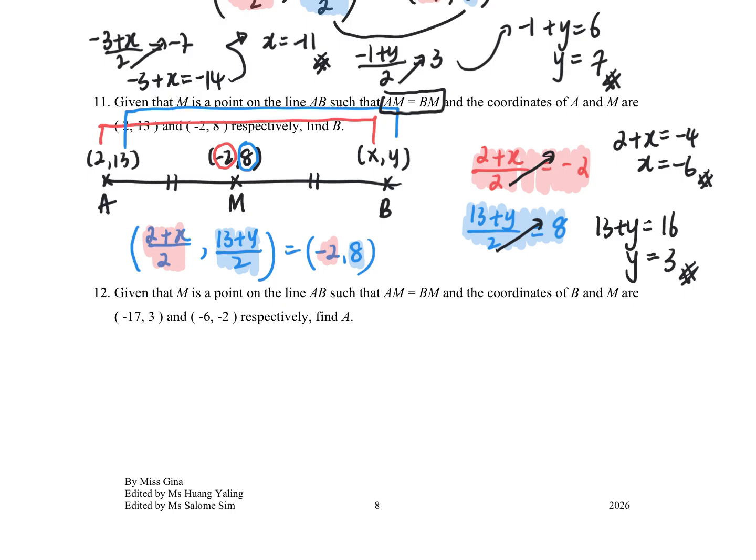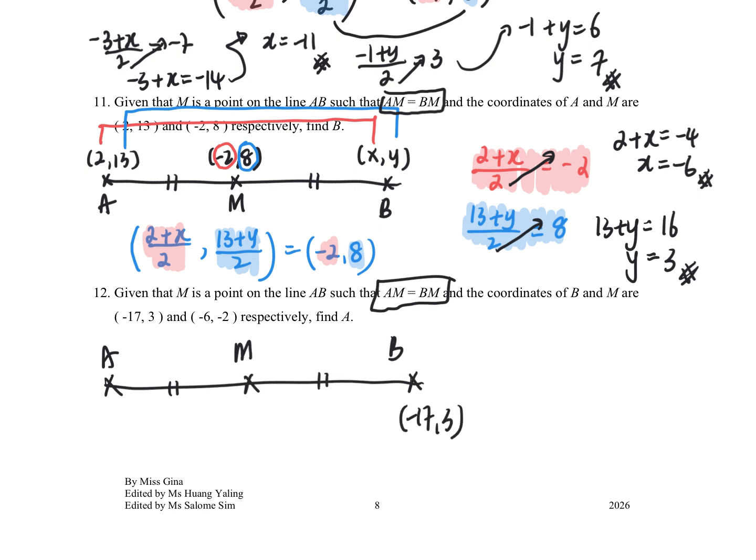Okay, this one is the same thing. If you sketch it out, A, M, B. So AM is equal to BM. That's what they tell you. So actually M is the midpoint. And then they tell you B is this. They tell you M is this. So you can just let this be XY.